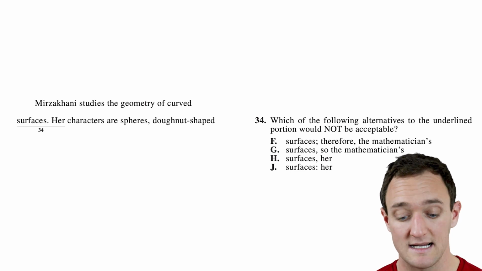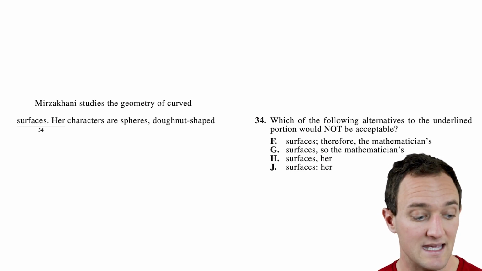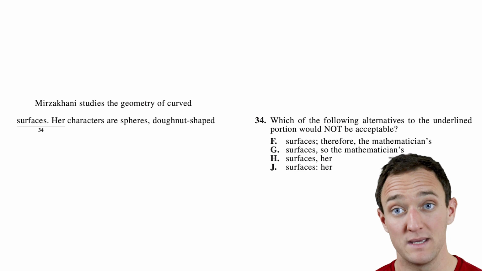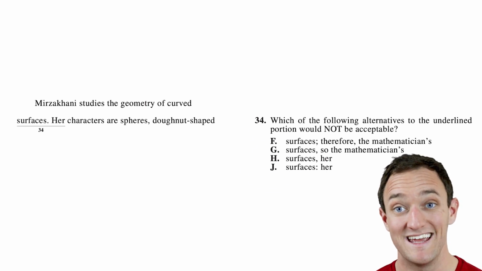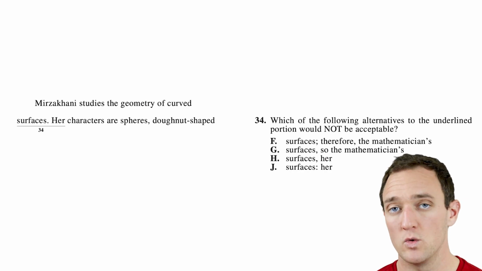We want the one that's not acceptable, which ends up being answer H, because it's a comma, and commas can't join two independent clauses.